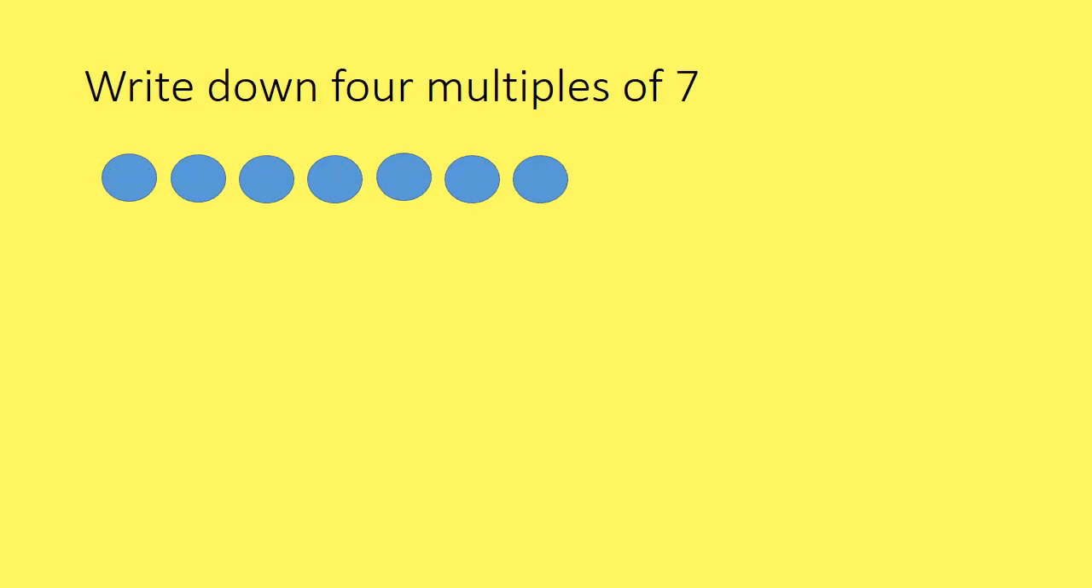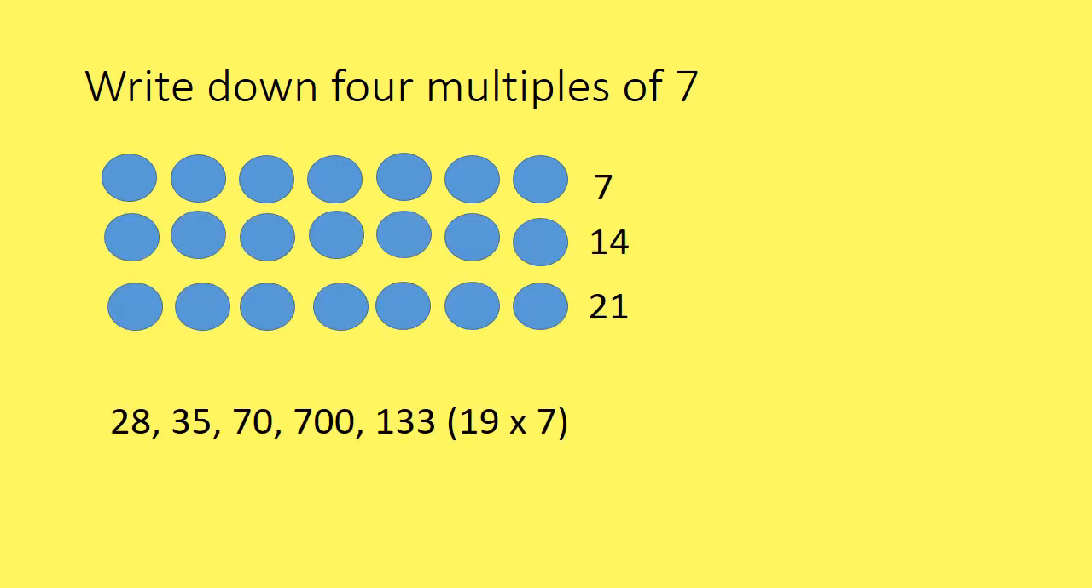Now pause the video again and write down 4 multiples of 7. So probably the most obvious choices to go for would be the first numbers in the 7 times table. So 14, 21, 28 and 35. But remember, multiples aren't just the numbers in the times table, it's the extended times table. So you can go beyond 10 times, you could do 100 times the number, so 700 is a multiple of 7. You could have 133, which is 19 times 7. So any number multiplied by 7 would be a multiple of 7.